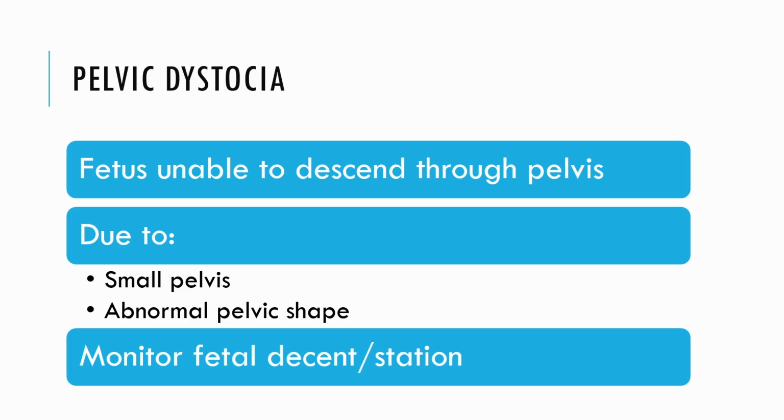through it. How we would know that this is going on is we would just monitor the fetal descent and station. So is that baby moving down? Is it getting to zero station at the ischial spine? Or is it not descending and staying up in those minus numbers?